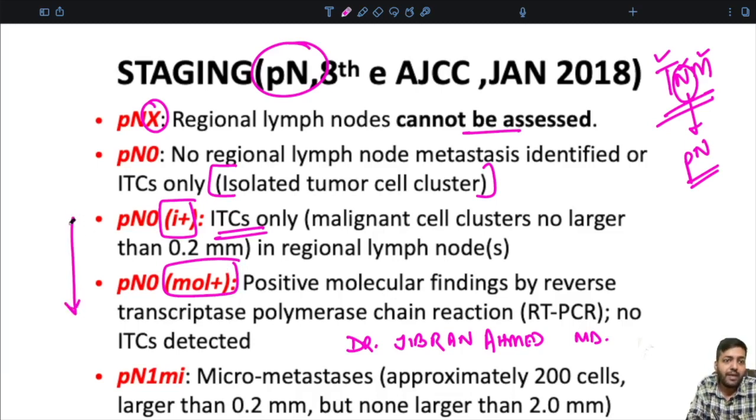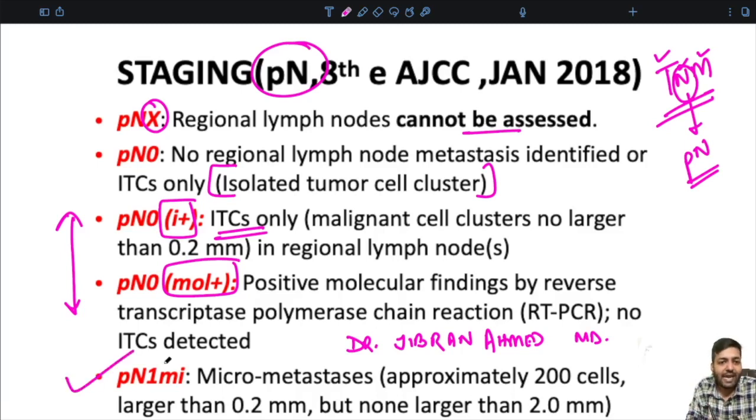So always remember, pN0 means no regional lymph node metastasis identified, or only ITCs. Again, when the ITCs are there, it can be I plus if it is not larger than 0.2 millimeters, and mol plus if only positive findings are there by RT-PCR but no ITC is detected.